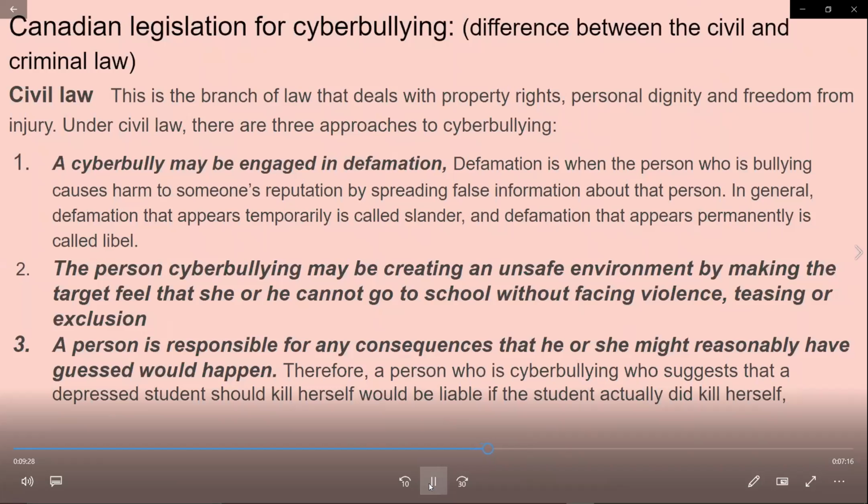In general, defamation that appears temporarily is called slander, and defamation that appears permanently is called libel. The person cyberbullying may be creating an unsafe environment by making the target feel that she or he cannot go to school without facing violence, teasing, or exclusion. A person is responsible for any circumstances that he or she might reasonably have guessed would happen. Therefore, a person who is cyberbullying, who suggests that a depressed student should kill herself, would be liable if the student actually did kill herself.